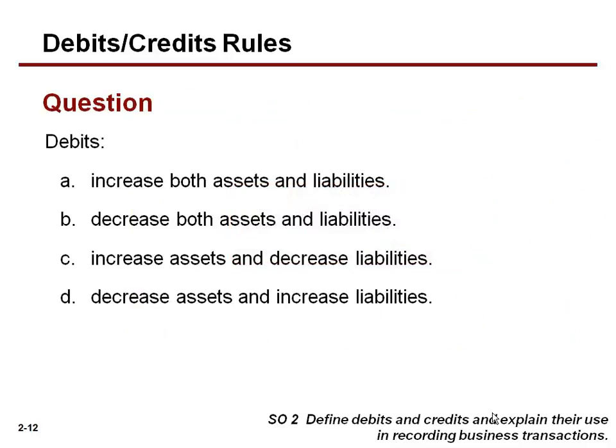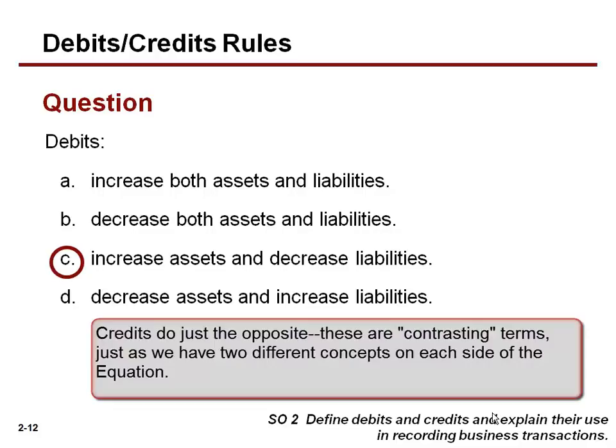So what do debits do? They increase assets and decrease liabilities. Each category is on different sides of the equation, and therefore the debit has a different effect on each side of the equation.